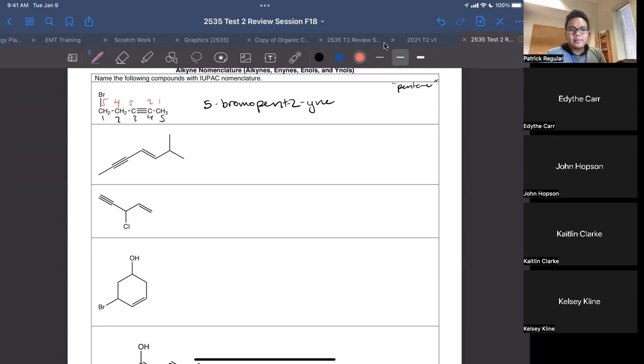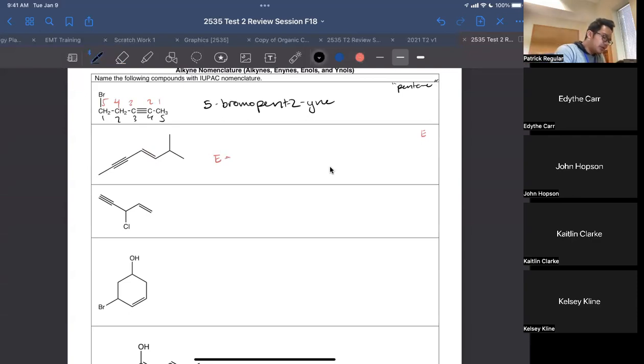Would it be trans? Yes, it would be trans, which is the E. Okay. What is going on with my Zoom? I need my menu. There it is. Okay, I'm good. It would be E. And there's only one of these alkenes, so you just have to plop that E right there. Boom, you're done. That's the very beginning of the entire name.